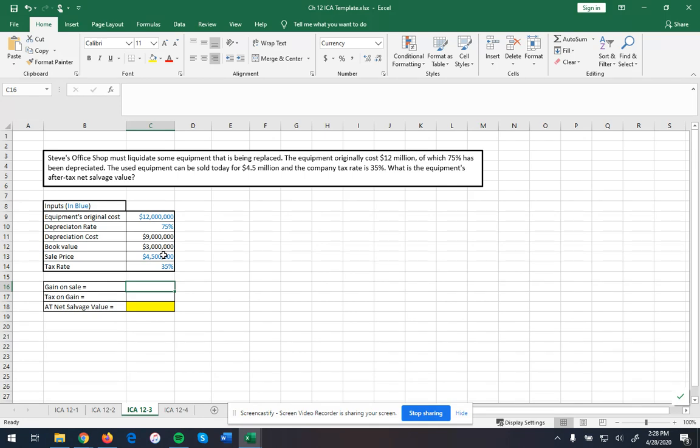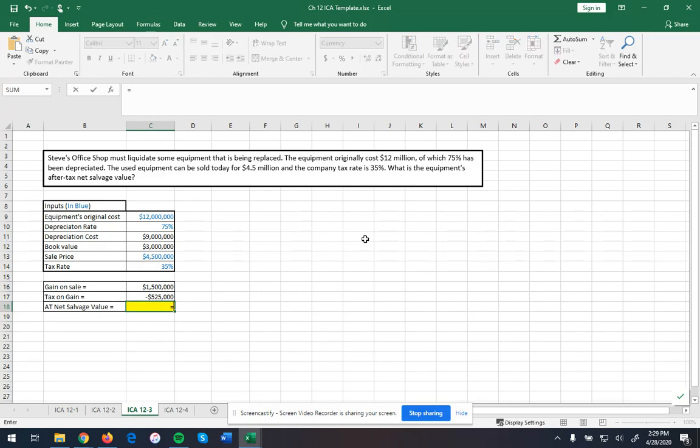Okay, so to calculate the gain on the sale, you sold it for 4.5 million. The book value was only 3 million, so you really had a gain of $1.5 million. Okay, so now we need to calculate your tax liability. Your tax liability is only calculated on the 1.5 million. I'm going to make it negative because I like to see that as a cash outflow. So you take your 1.5 million times your tax rate, and that tells me that you owe the IRS $525,000.